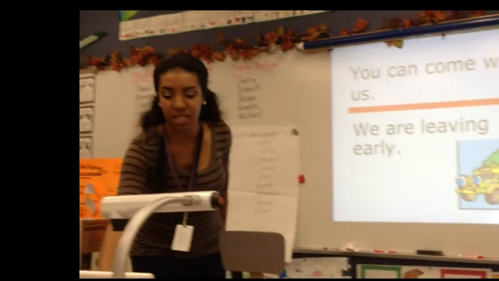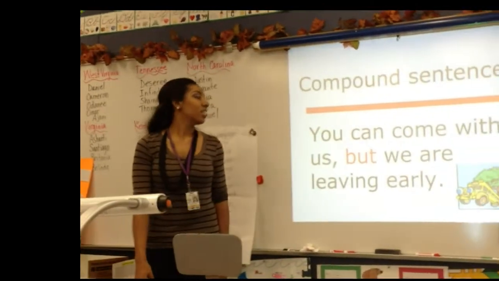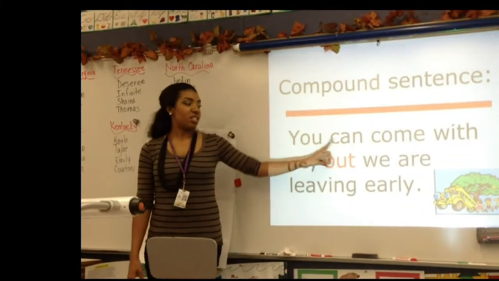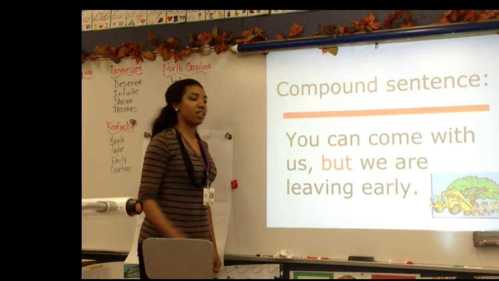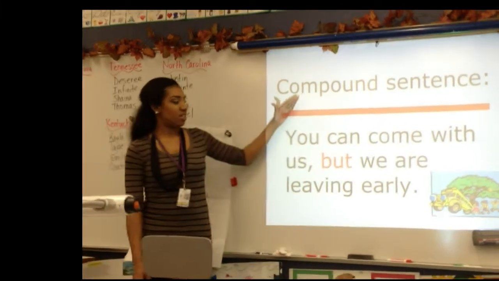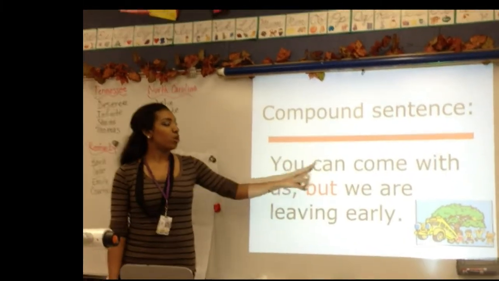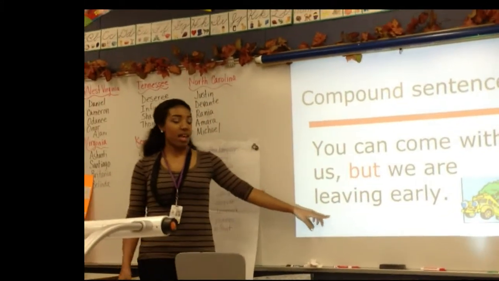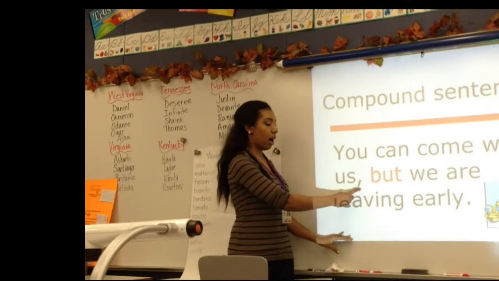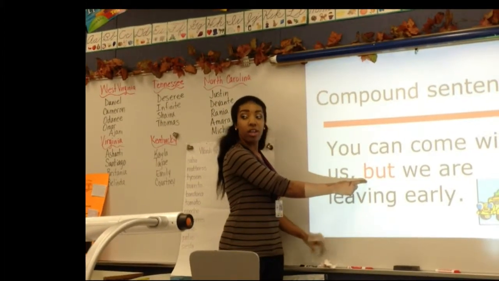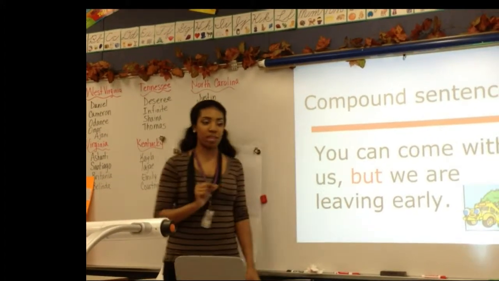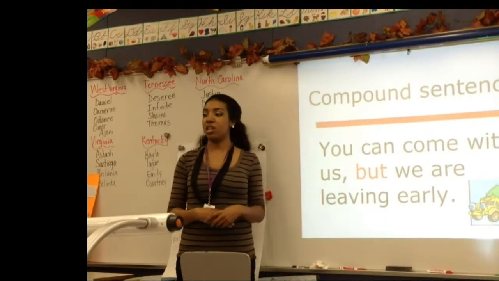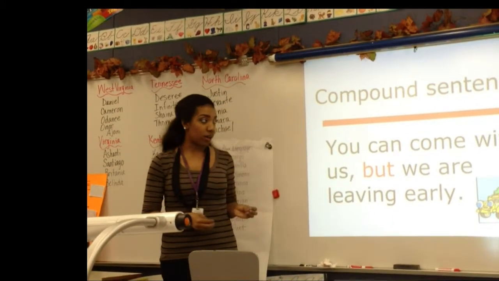Awesome. Let's see if we can put it together using a conjunction. What is the conjunction in this sentence? But. Okay? So let's see if we can join them together. You can come with us, but we are leaving early. Okay? And I want you to pay attention to the comma that's placed before the conjunction. Where do you place the comma? Before or after the conjunction? Before. Always before. Okay?